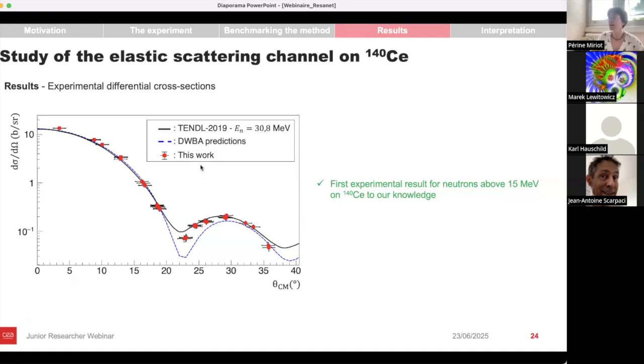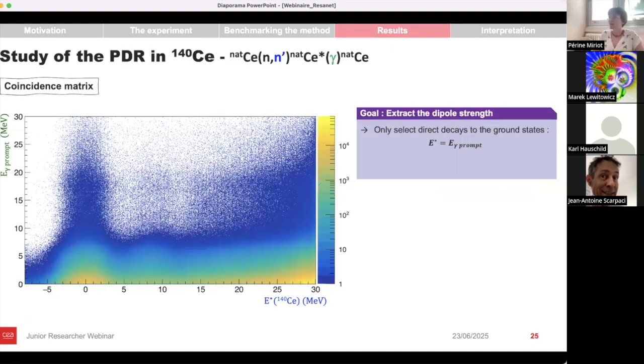And this result is also a result by itself because, to our knowledge, it is the first experimental result for the study of this elastic scattering channel on 140 cerium with neutrons with an incident energy above 15 MeV. So this was the first result. Now we can finally move to the study of the inelastic scattering channel and the study of the PDR with the neutron inelastic scattering. So as for carbon, first the coincidence matrix is plotted.